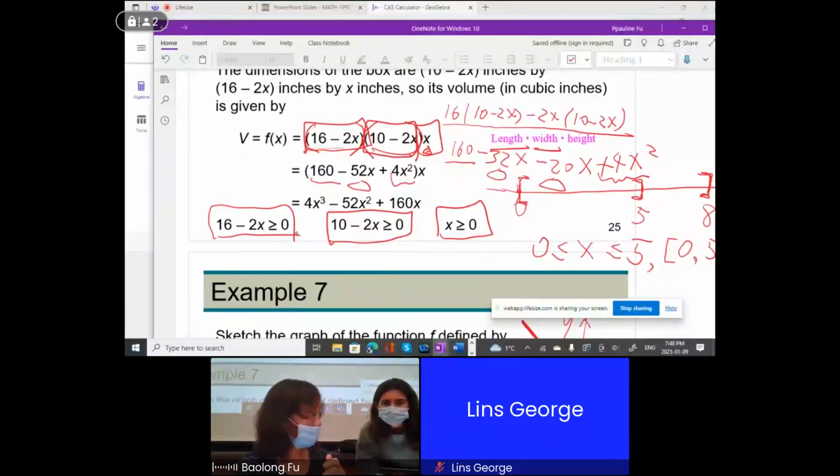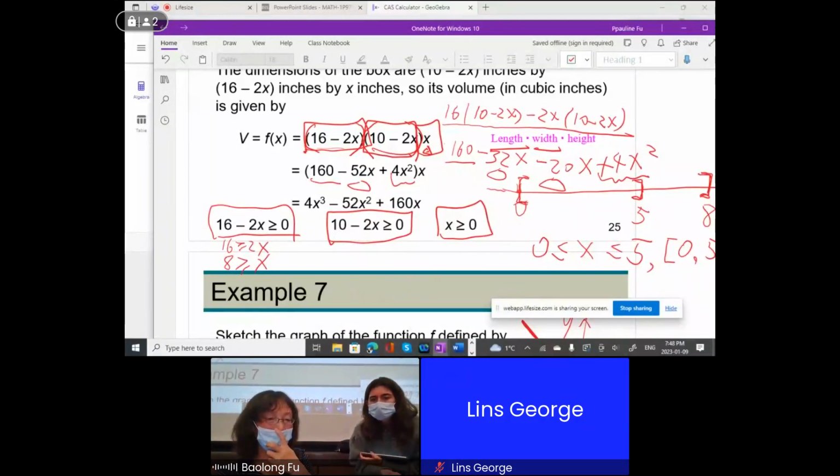So first, this inequality. You move this negative 2x to the right-hand side, it becomes 16 greater or equal to 2x. Both sides divided by 2, you get 8 greater or equal to x. Right. Could the length be 0 for the box? Theoretically, it could, but if you say greater than 0, that's still fine. So that's saying x has to be less than or equal to 8. Okay, so this is the first inequality.